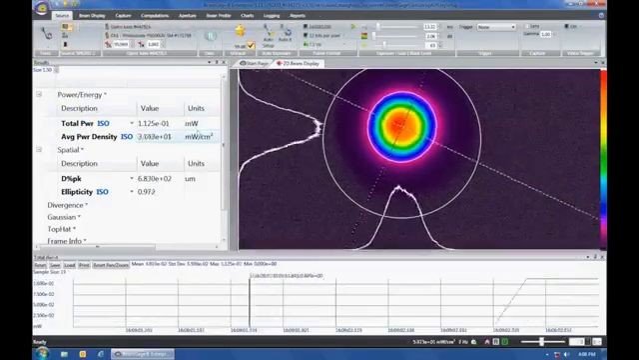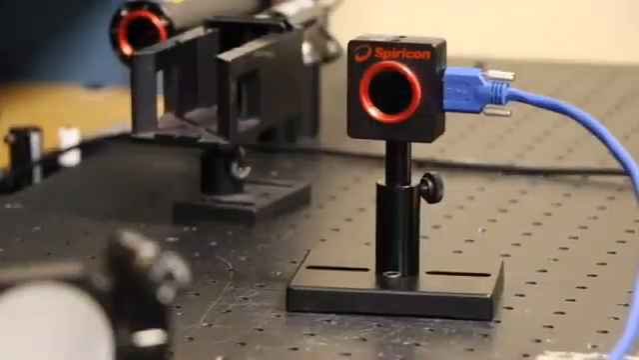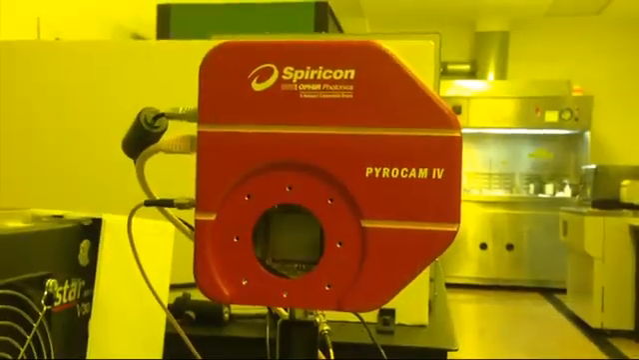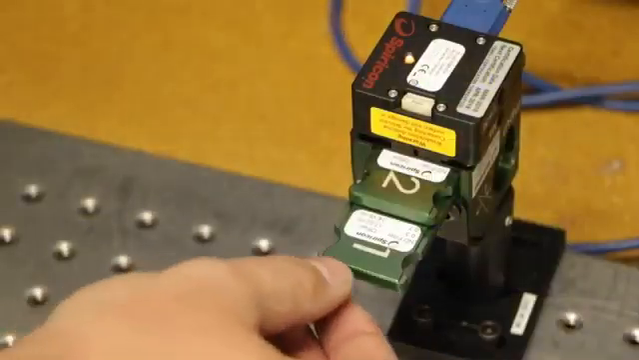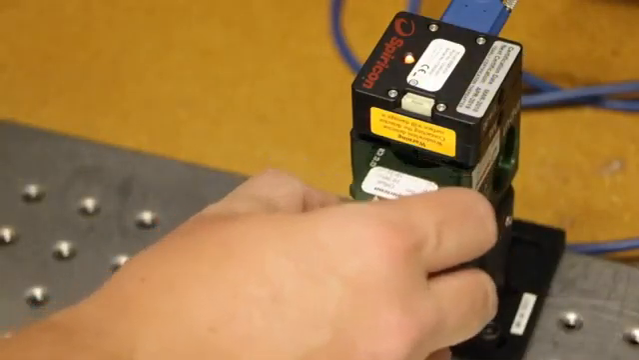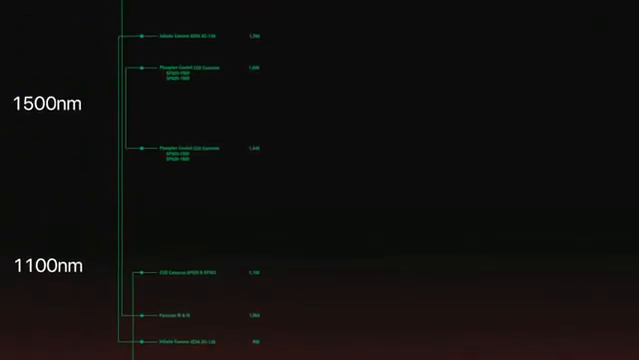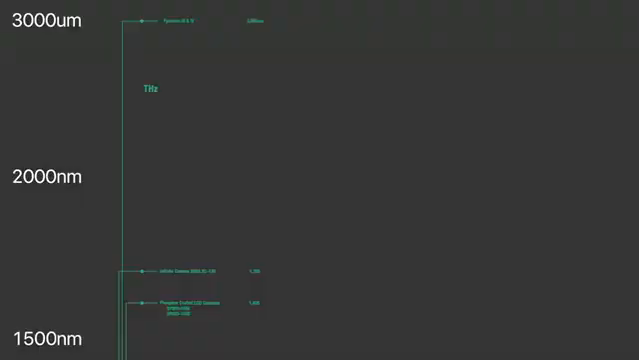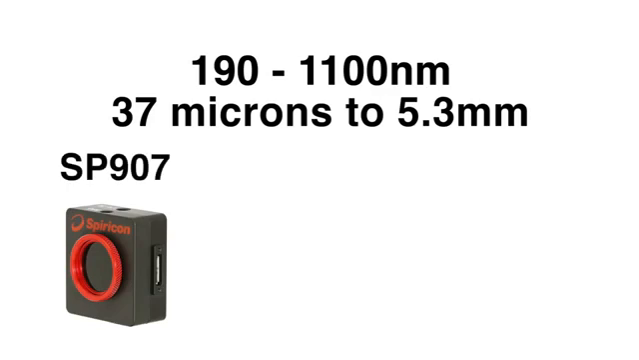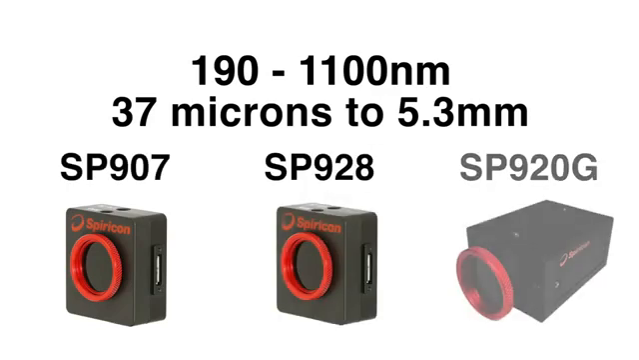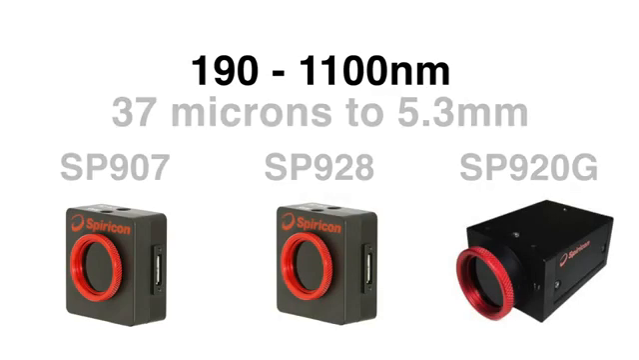Spiricon's Beam Gauge laser measurement systems are used from research benches to the most demanding industrial environments. For this reason, Spiricon offers a wide range of cameras and optics. To measure beams in the UV, visible, and NIR, there are several cameras to choose from depending on the beam size. For beam sizes from 37 microns to 5.3 millimeters, use the Silicon CCD SP907, SP928, or SP920G cameras.